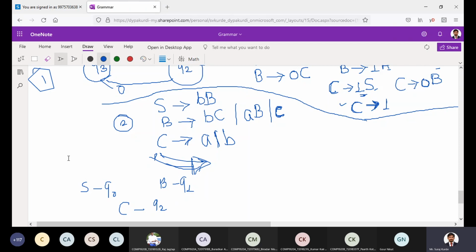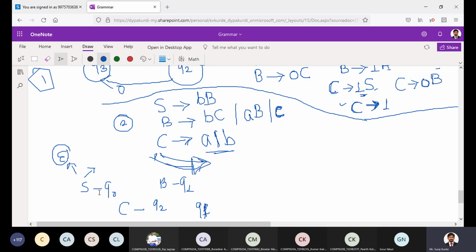Now, is there any epsilon production from the start state? There is no epsilon production from the start state. That means the start state is not a final state. And here we have two productions, C producing A or B, as well as B producing C. So for these transitions, we need to add one final state. Let me write it as QF.